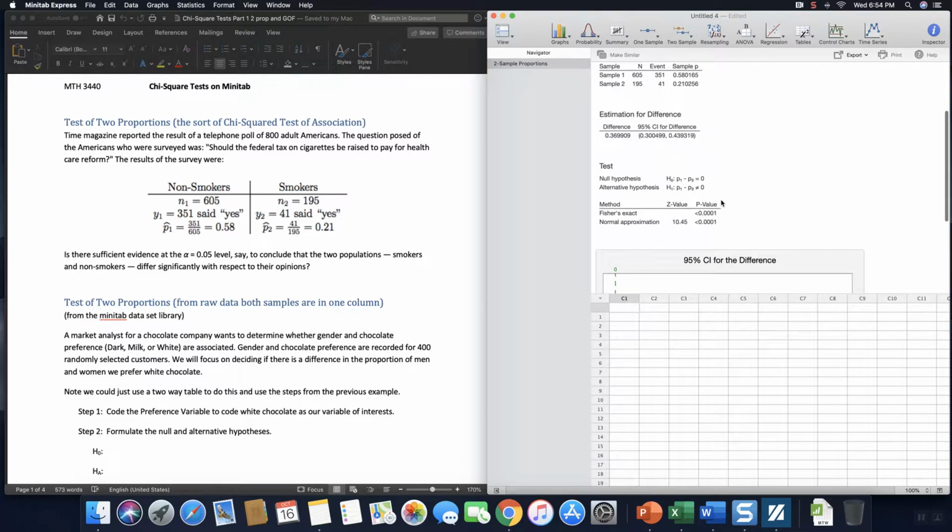Let's take a look at that estimate for the difference. When you look at the confidence interval, you notice it's always positive, which means the one that was being subtracted from, so P1, the non-smoker group, is bigger than the smoking group. And yeah, your p-value reflects that.